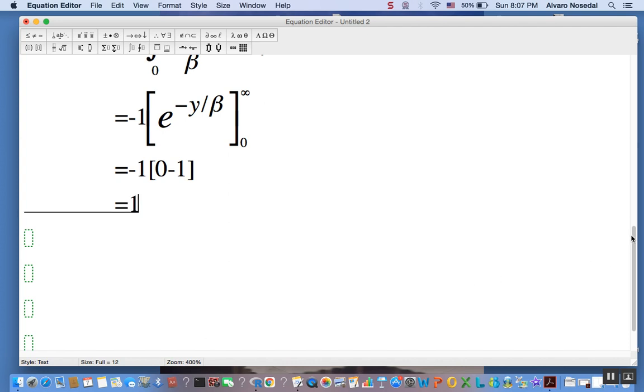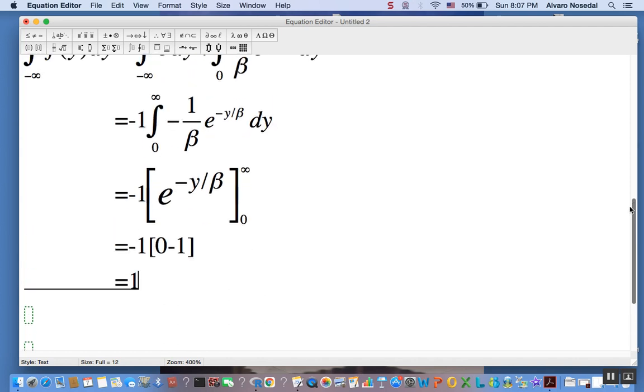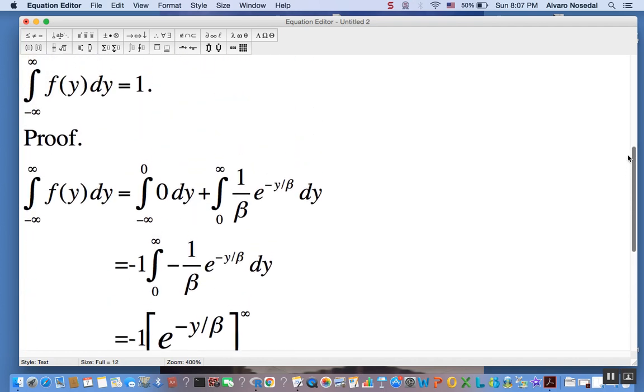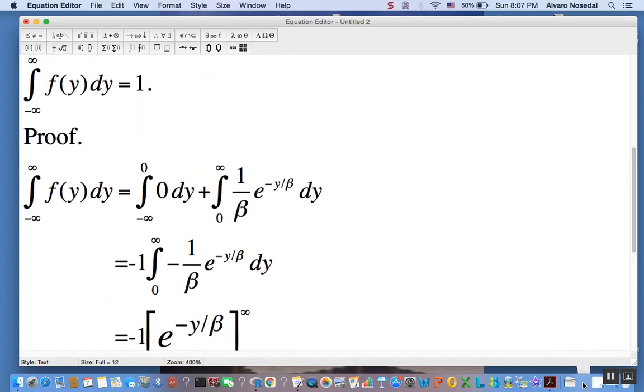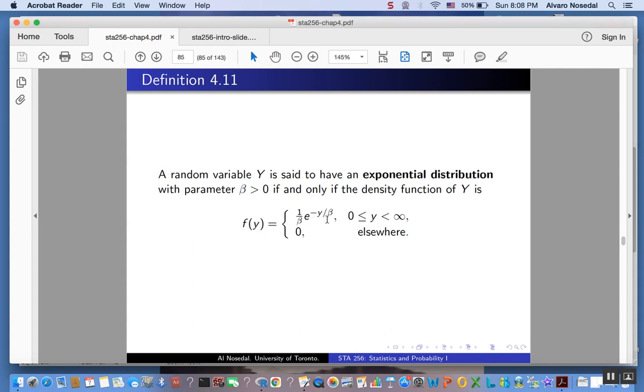So what we have shown is that the expression we have for the PDF of an exponential distribution is a legit PDF. The curve is always on or above the horizontal axis, and the area underneath is 1. Okay? So we're good.